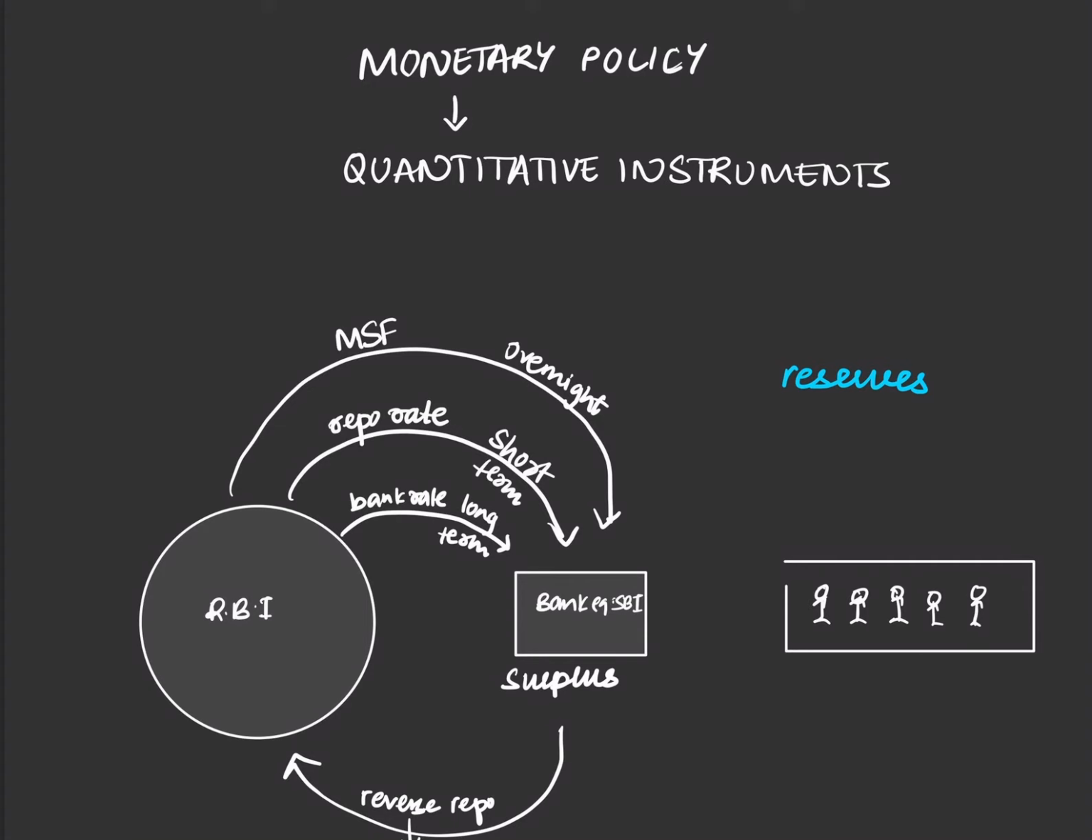For example, if a depositor comes and asks for the money, they should be able to repay that money to the depositor who needs it. That means they need to keep certain reserves so that the health and the financial survival of the bank can be maintained. And two major reserve instruments are the cash reserve ratio and the statutory liquidity ratio.